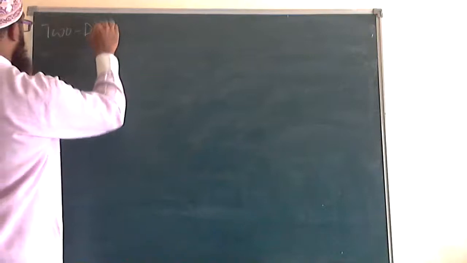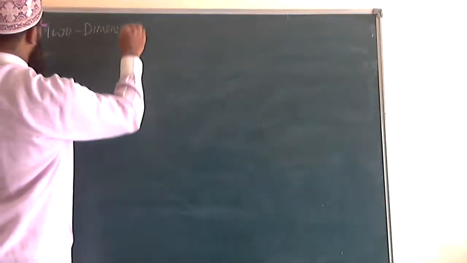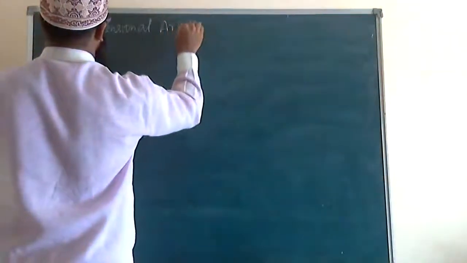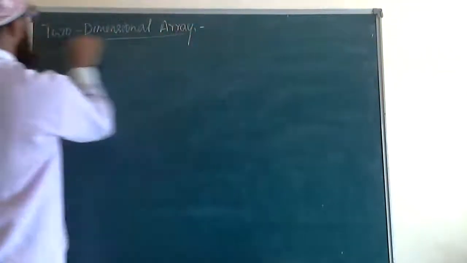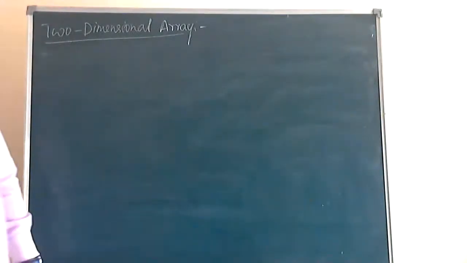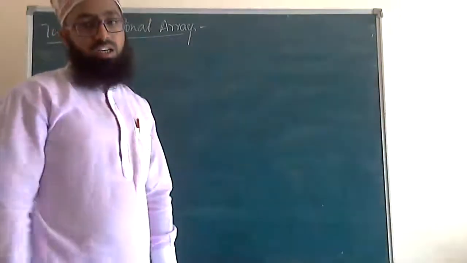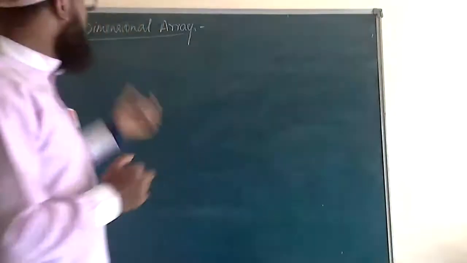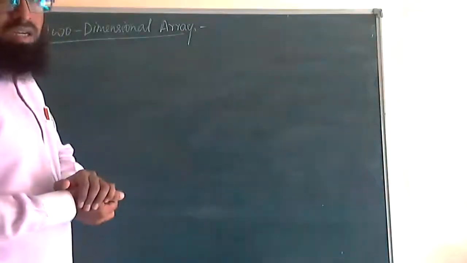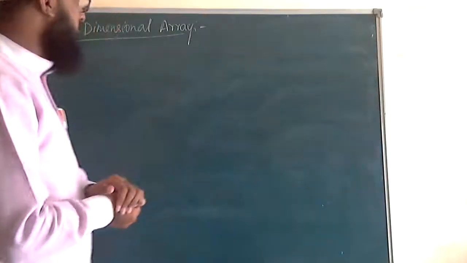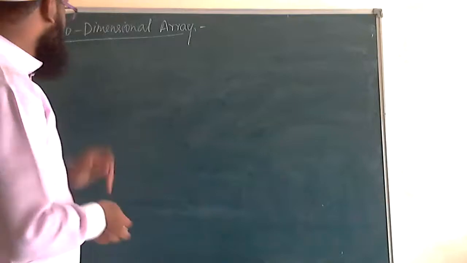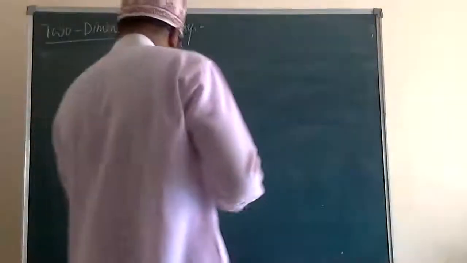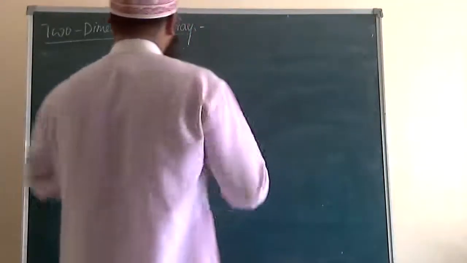Two-dimensional array. So dear students, we have discussed one-dimensional array as an array of a single row or a single column. But how can we define the two-dimensional array? A two-dimensional array can be defined as the array of elements.